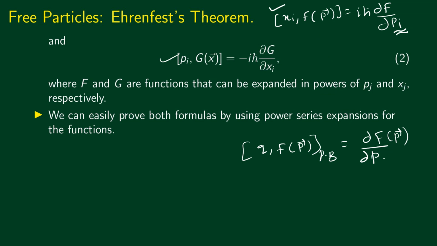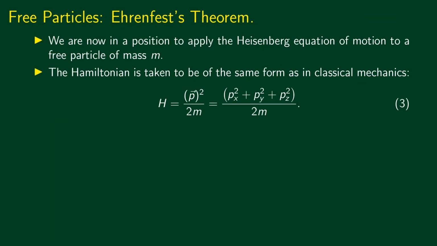Right, so here also we can get the relation that we obtained right now from the Poisson bracket relations. You just substitute the Poisson bracket here by the corresponding commutator divided by ih bar. Okay, that will give us this relation. All right, so it shouldn't be very difficult to remember these two formulas. The commutator of xi with f of p vector is ih bar partial derivative of f with respect to pi. And the commutator of pi with g of x vector is minus ih bar partial derivative of g with respect to xi.